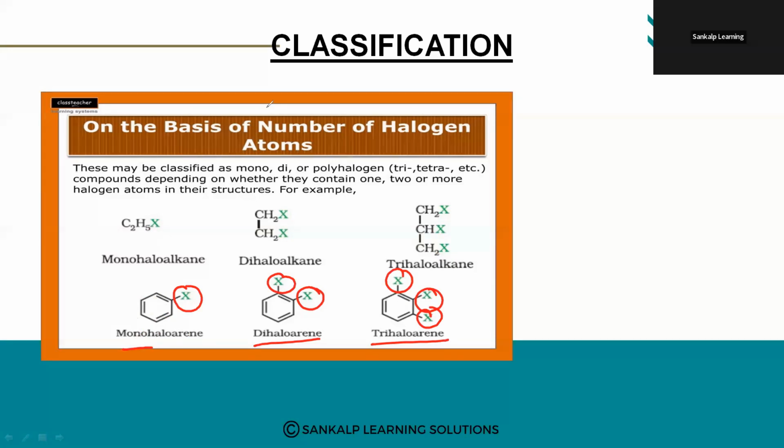So here also it is the same, based on the number of halogen atoms attached to an aromatic ring. The only difference is that there it is a straight chain compound, and here it is a ring compound. So on the basis of the number of halogen atoms, it is classified like this.